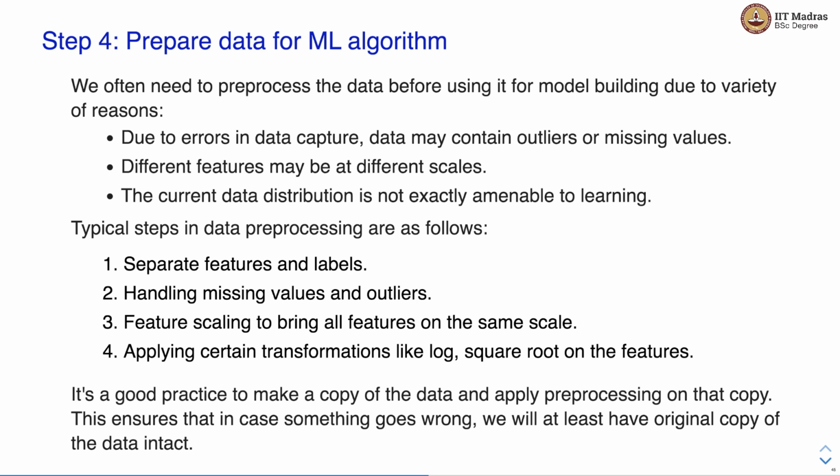For example, handling missing values and outliers help us to fix error due to data capture. If there are outliers or missing values in the data, the handling of missing values will take care of filling missing values with suitable values. The feature scaling helps us to bring all features on the same scale, and transformations like log and square root might help us to get the data distribution that is more amenable to learning.